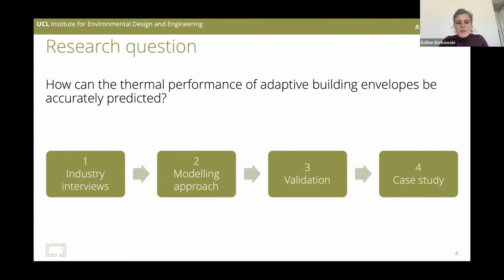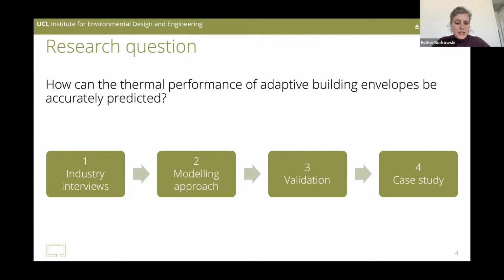And I used several methods to achieve this aim. The first one was that I conducted interviews with industry representatives to improve the understanding of the limitations of simulating adaptive building envelopes in current design practice. Based on the findings, I then developed a potential approach for the integrated modeling of control and adaptive building envelope to predict thermal building performance.